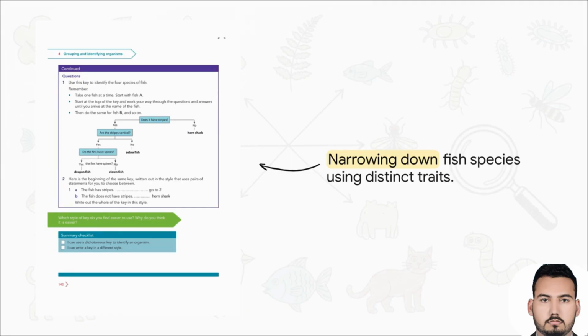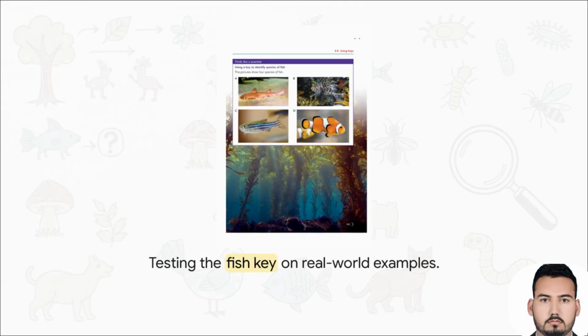Are the stripes vertical? If no, it's a zebrafish. If yes, you go down again. Do the fins have spines? Yes means dragonfish, no means clownfish. See how fast that is? Every single question dramatically narrows the field of possibilities. And this brilliantly illustrates why those specific questions were chosen in the first place.